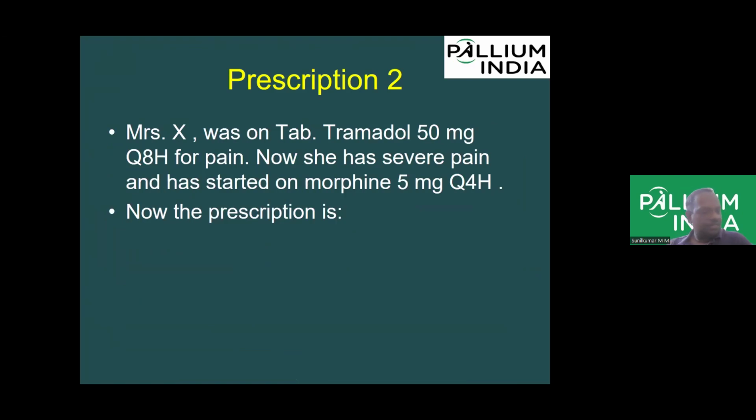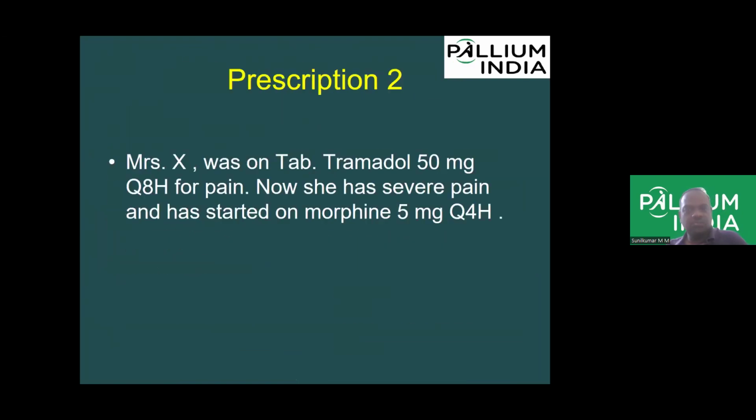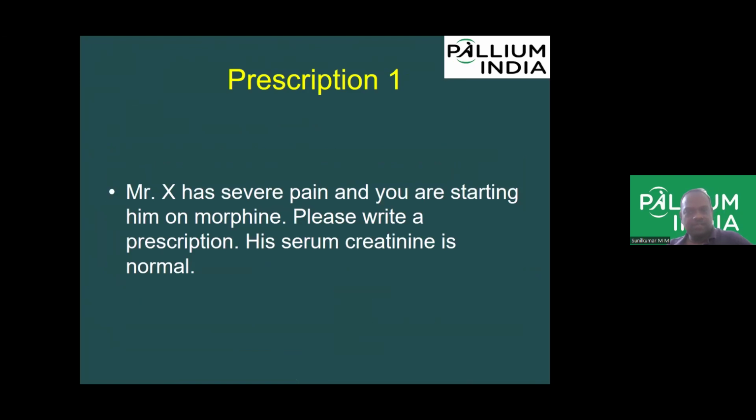Now, I think I would move on to one prescription. This is a prescription for a patient, Mr. X, who has severe pain, and you are starting him on morphine, and you are asked to write a prescription. His serum creatinine is normal. So what all should be there? If you prescribe morphine, what all should be there in the prescription?